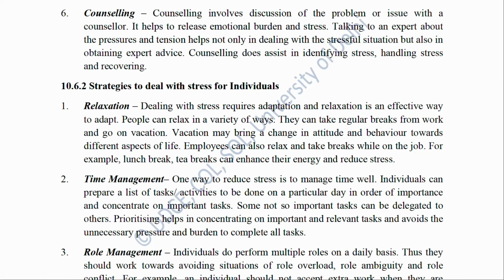Second, time management. One way to reduce stress is to manage time well. Individuals can prepare a list of tasks or activities to be done on a particular day in order of importance and concentrate on important tasks. Some not so important tasks can be delegated to others. Prioritizing helps in concentrating on important and relevant tasks and avoid the unnecessary pressure and burden to complete all tasks.